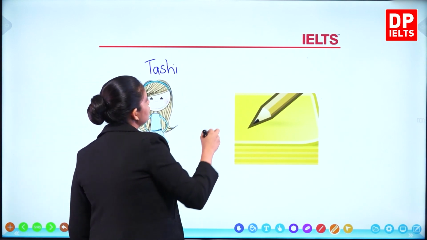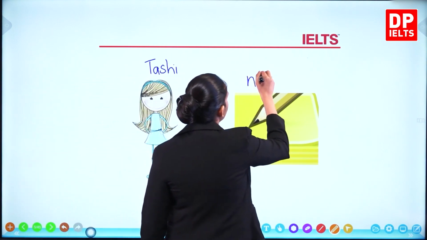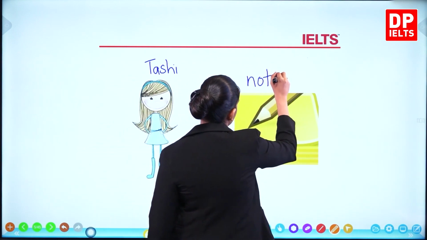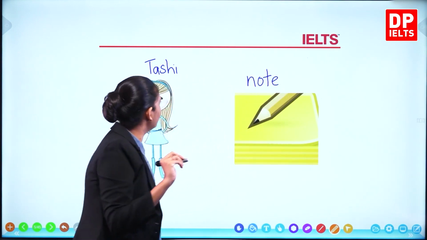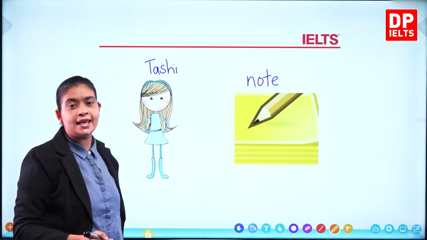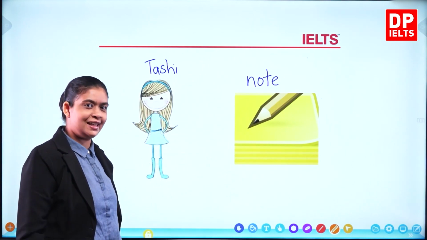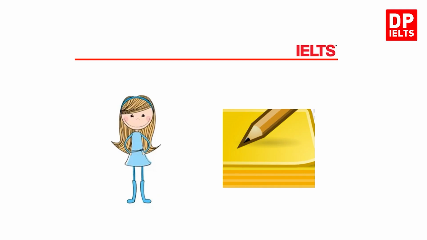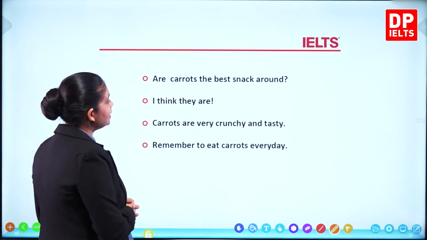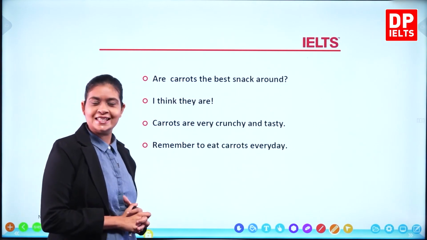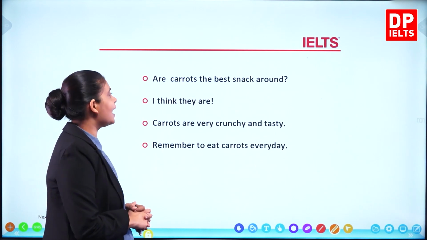And she's writing a note for all of us. Okay, so let's see what she has written in her note. Alright, தாஷி எங்களுக்கு சில சென்டென்சஸ் கொண்டு வந்திருக்கிறா. நாங்க அந்த சென்டென்சஸ் என்ன அப்படின்னு சொல்லி ஃபர்ஸ்ட் வாசிச்சு பார்ப்போம். So there are 4 sentences that she has written.